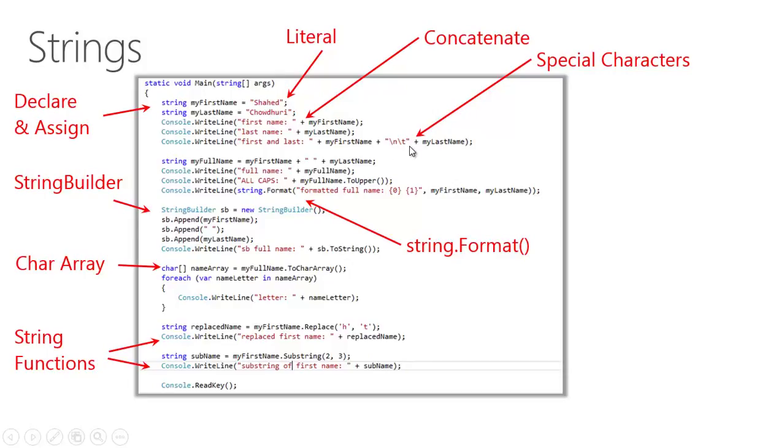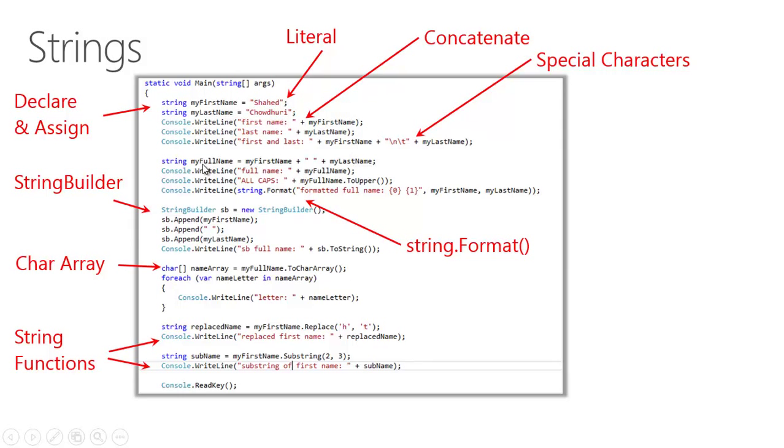In between my first name and last name here, you'll notice that I have a new line and a tab. These are special characters indicated by \n and \t. A new line moves the next word over to the next line, and the tab character will push it over one tab space.